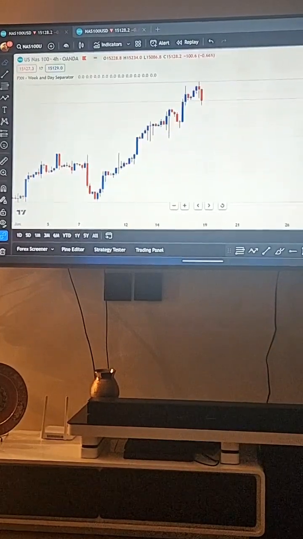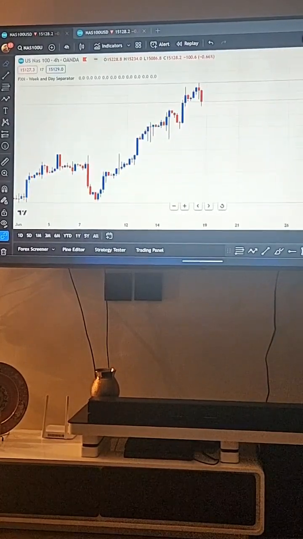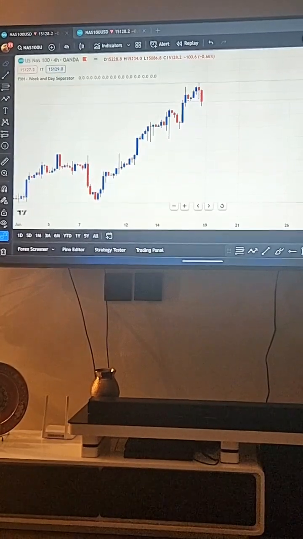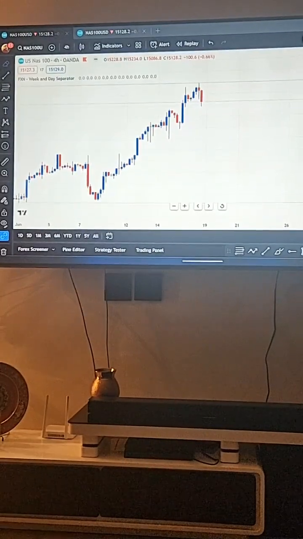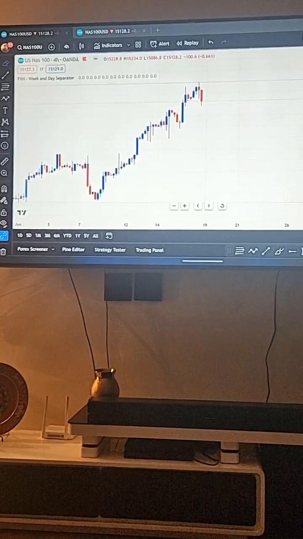Otherwise, that's basically how this market operates. And this is how we generate liquidity, and this is how we target liquidity in regards to making money.